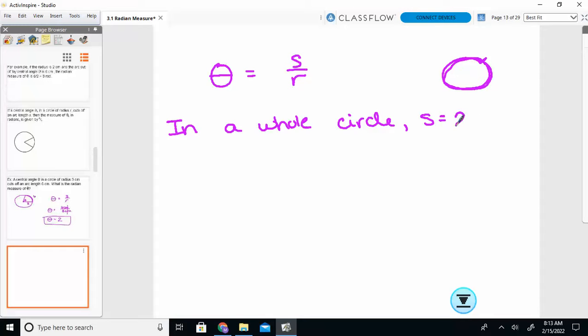That's area. Two pi r. So if you go all the way around the circle, that's the circumference. So that's 2 pi r. All right. So let's convert this. So my S would be 2 pi r. If you go all the way around the circle, how many degrees is that? So 360 degrees would have to equal 2 pi r over r. But what happens to those r's? So 360 degrees is equal to 2 pi.